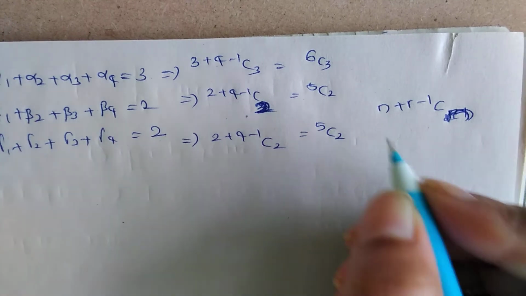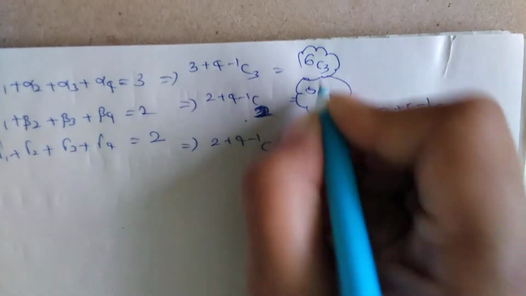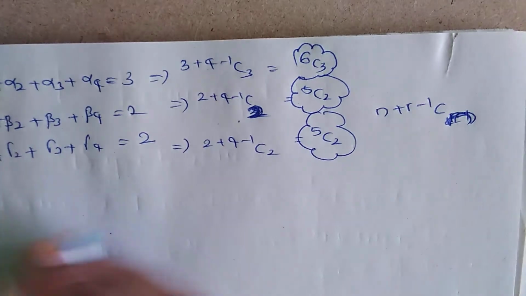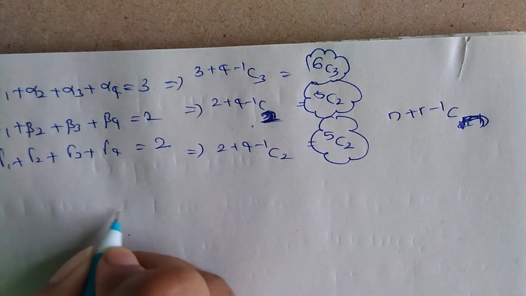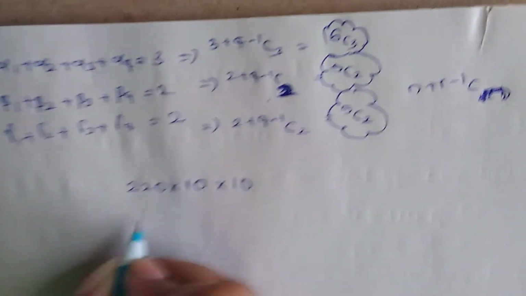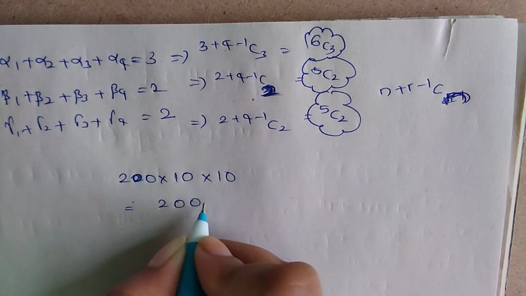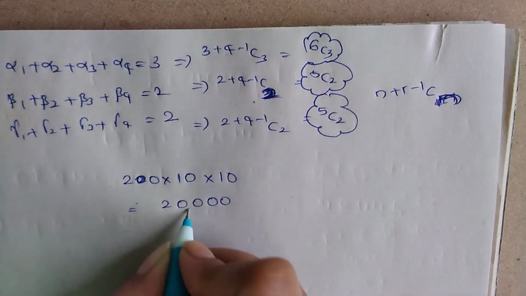5C2. Yes. Now you multiply all these up. Multiply all these up. What do you get? The value is 200. You get the answer as this one.